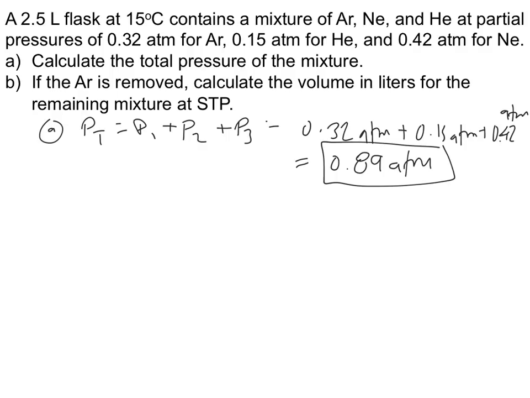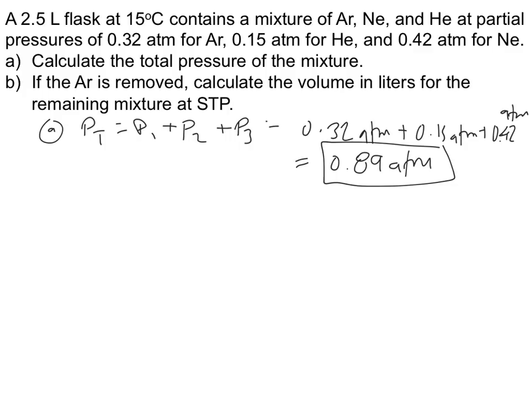This is the total pressure of the gas in this container, this 2.5 liter flask at 15 degrees C. The question in part B is a little bit more complicated. In this case, we're going to use our information in the ideal gas law in order to calculate the number of moles present for each of the gases being expressed in this question.